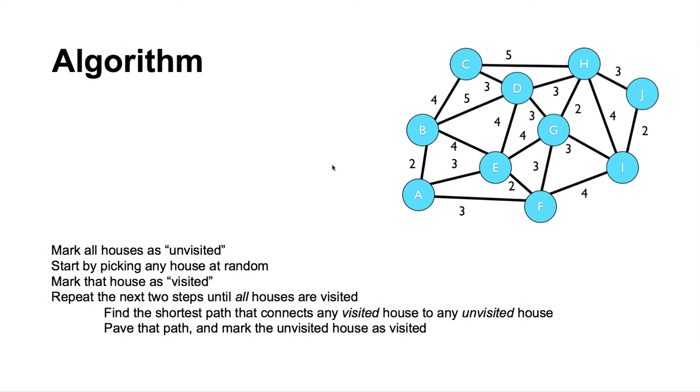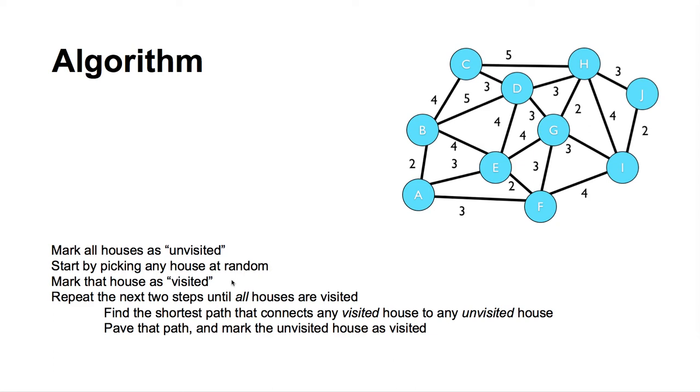So we start just by picking a random house. It doesn't matter which one, as they're all equally important in the network. Nobody's house is more important than anyone else's. So we then mark that house as visited since we're now on it.